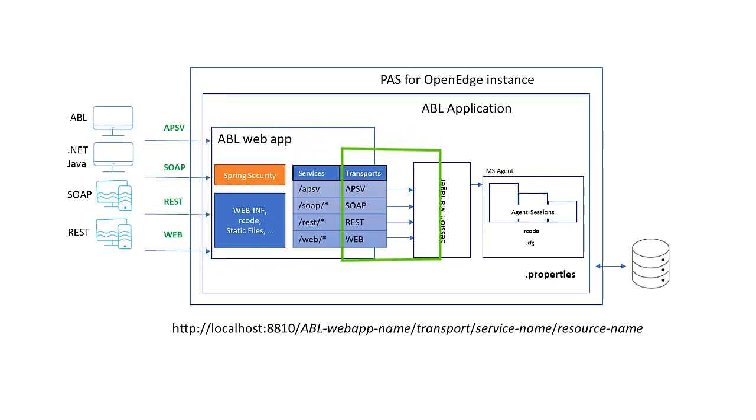The client requests initiate an ABL application session in the session manager. The session manager then distributes those client requests to the underlying multi-session agent to ensure efficient use of your server resources. The multi-session agent pools ABL sessions that execute ABL business logic on behalf of clients. Also inside of the ABL application are the configuration files that connect the application and instance to the OpenEdge database.